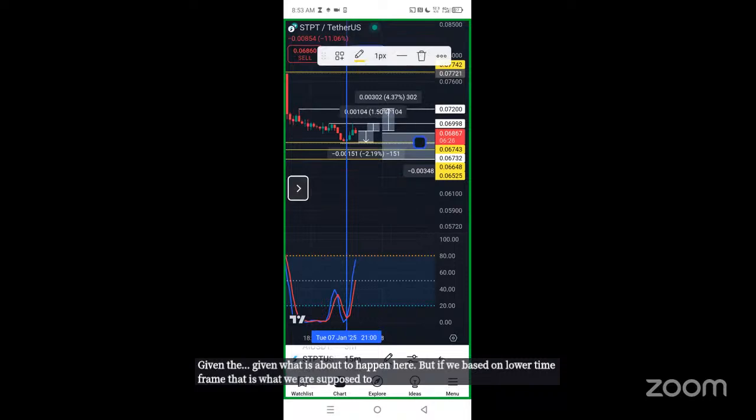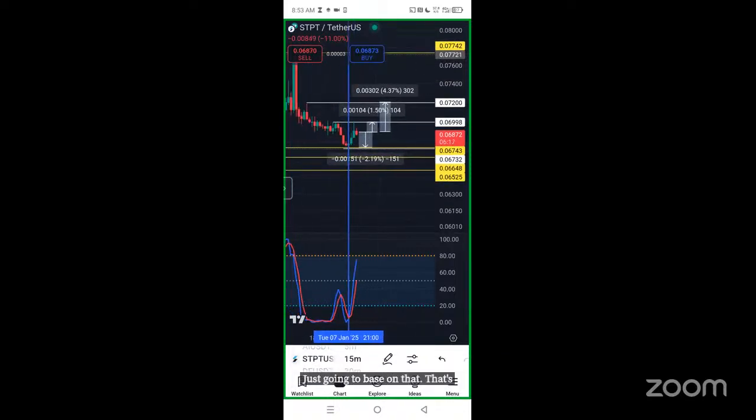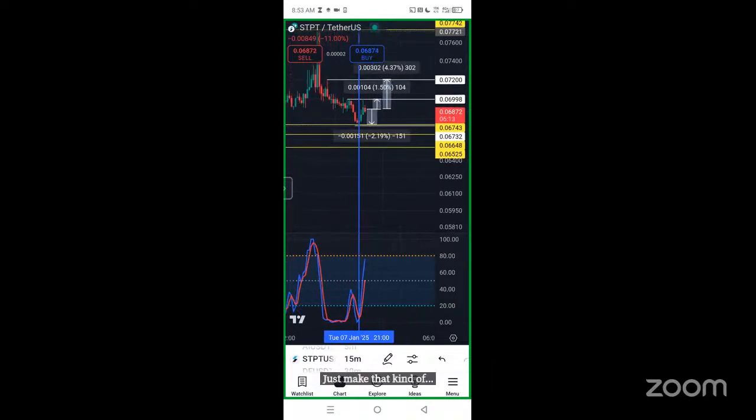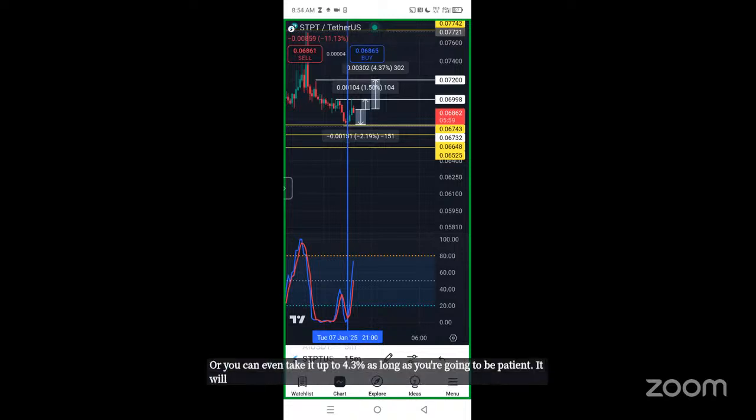The one I showed you, you're just going to base on that. That's how you would do that. You would just make that kind of measurement, and then you'll be good to go. You can take the 1.5 with a call drop of 2.19, or you can even take it up to 4.3%, as long as you're going to be patient. It will deliver. Trust me, it will deliver.